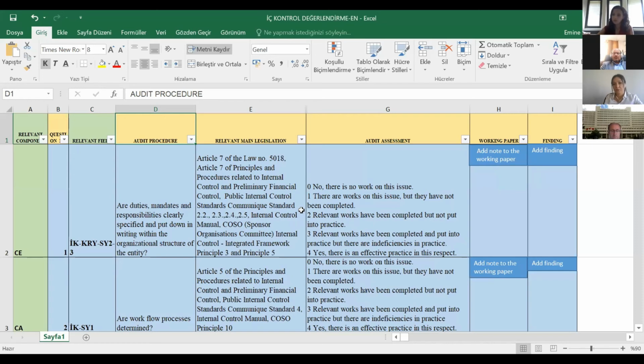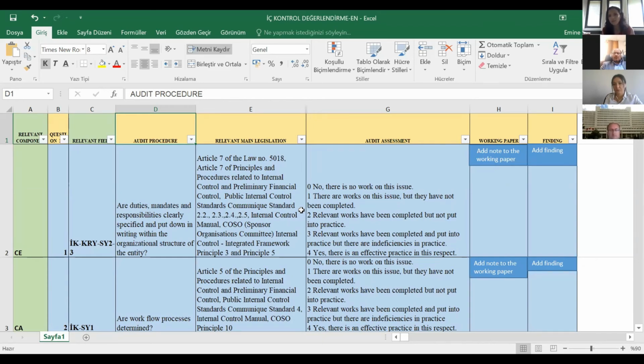So let's remember the requirements for an effective internal control systems. Okay, the components and principles exist, so they are present, but they are not functioning, no implementation. That's why the score is 2. And the score is 3, relevant works have been completed and put into practice, but there are inefficiencies in practice. So that's why we score it as 3.